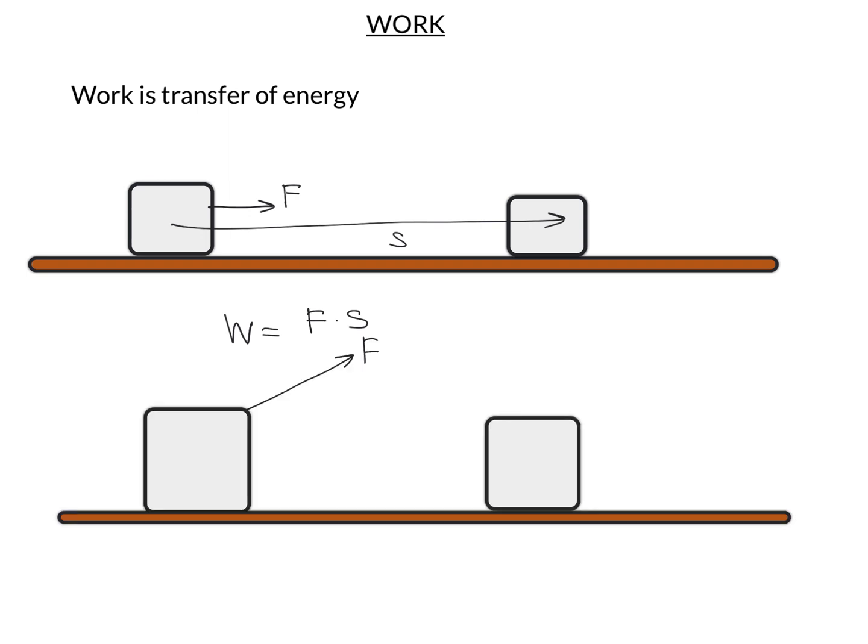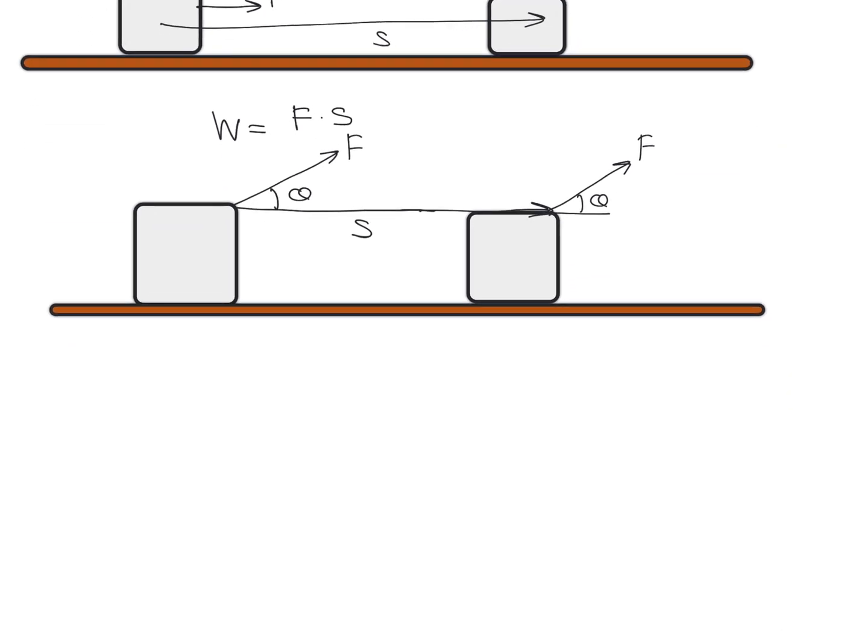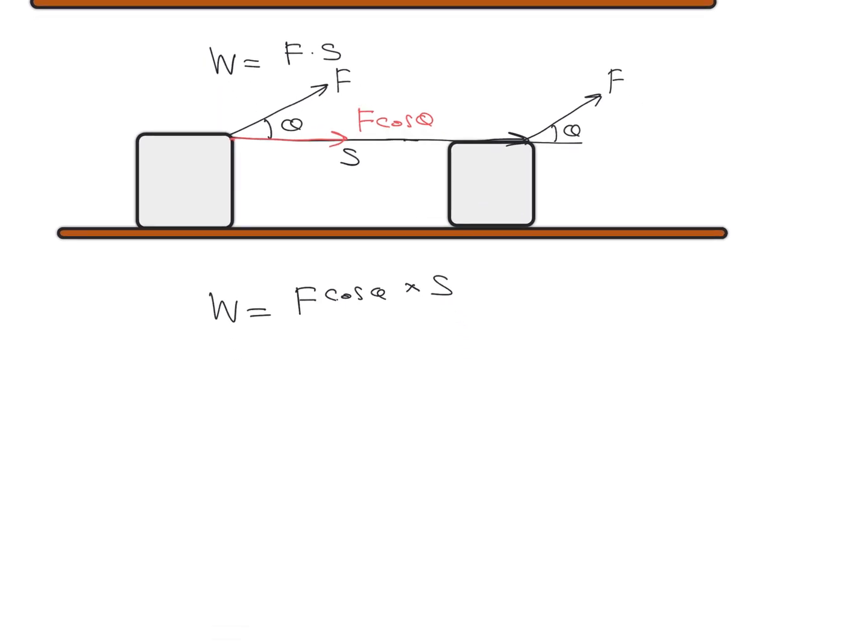Now consider another situation in which the force is acting along this direction and the particle is displaced along this direction. This one represents the displacement of the particle and this is the direction of force. If the force and displacement make some angle theta, then we cannot write work done as force into displacement. So we need to find the component of force along the direction of displacement, which is F cos theta. So the work done is F cos theta into the displacement.